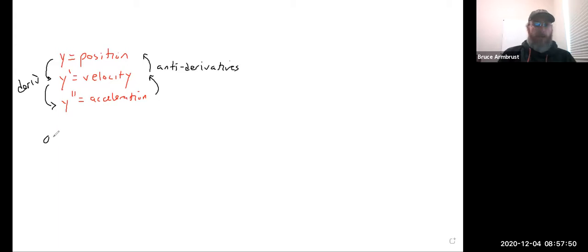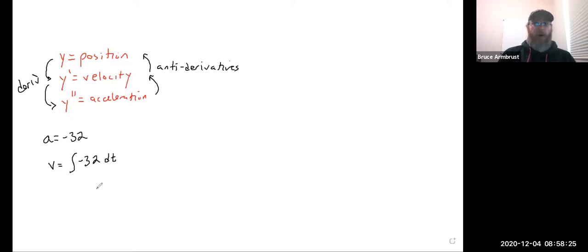So we're told that the acceleration is negative 32 feet per second. Now, I'm not going to put the units on there just because they're going to make everything kind of messy. But it's minus 32 feet per second squared is our acceleration. Okay, so that means that our velocity is going to be the antiderivative of acceleration. And remember, we need to put a little differential here. Well, our variable is time.